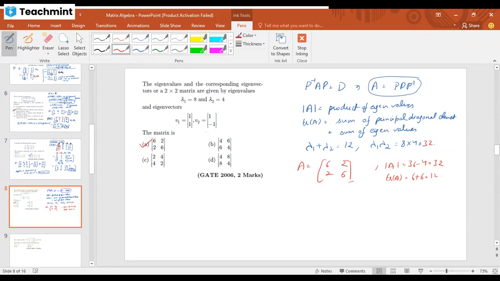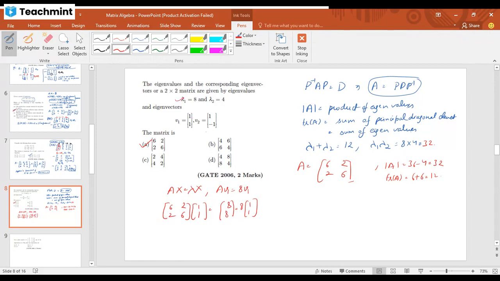But still, if we want to verify, then we can use the condition that Ax is equal to lambda x. What is A? A is 6, 2, 2, 6. If we multiply it with x, say V1, which is 1, 1, this is equal to 6 plus 2 is 8, 2 plus 6 is 8. So this is 8 times 1, 1. So AV1 is equal to 8 times V1.